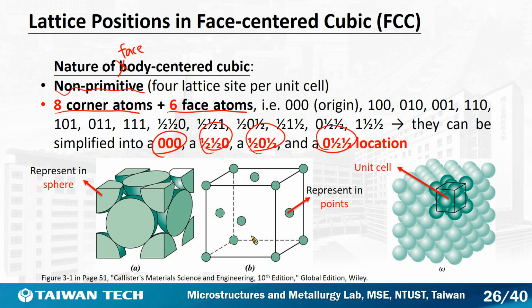So for example, this one and this one would be simplified as the first. This one and this one would be simplified as the second one. And then this one and this one will be simplified as the third one. Because they are different if we consider equivalences. So we have 4 for this face centered cubic.